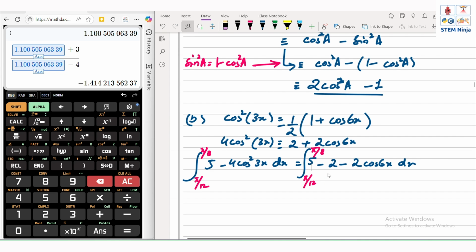Right, okay. So 5 minus 2 is going to be 3. So this is just 3x, and minus 2 cos 6x. The integral of cosine is sine. So positive sine. So this becomes 2 sine 6x divided by the derivative of 6x, which is 6 itself, from pi by 12 to pi by 8.